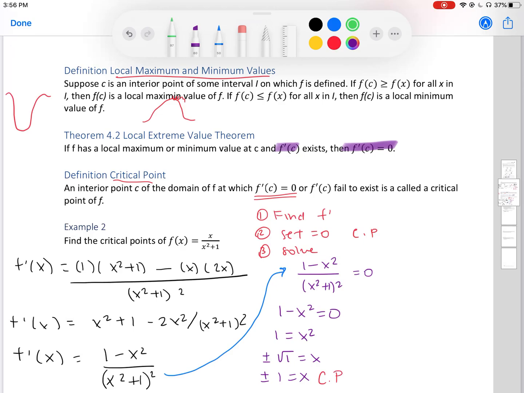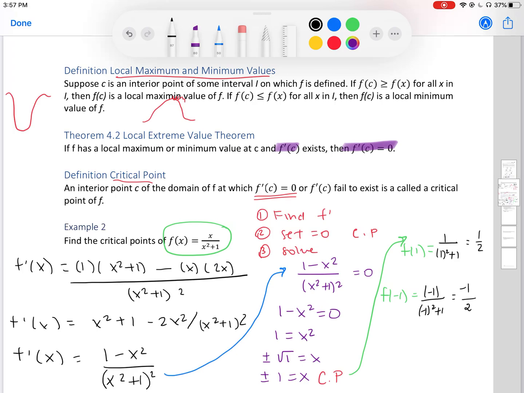Now, if we want to find the maximum and minimum, we just need to evaluate at those points. So let's find f of 1 and f of negative 1. Again, your function f is this one. Let's be careful not to confuse our function and our derivative. So f of 1 is 1 over 1 squared plus 1, which gives us 1/2. For negative 1, I have negative 1 over negative 1 squared plus 1, which leaves us with negative 1/2. So we have a point at (1, 1/2) and a point at (-1, -1/2).